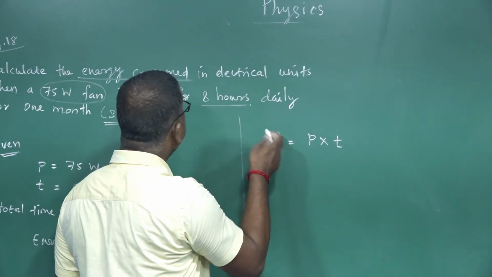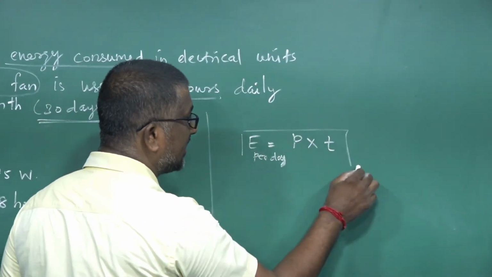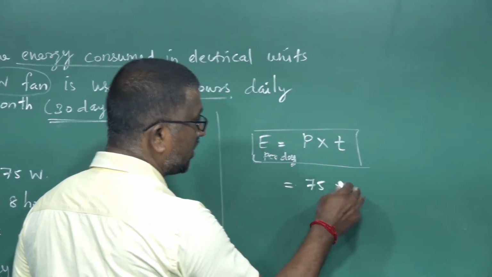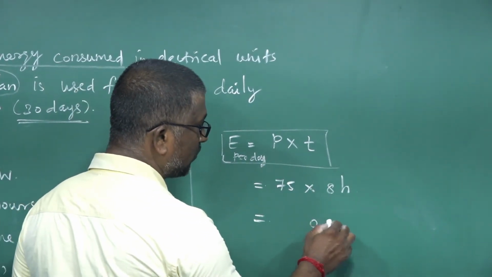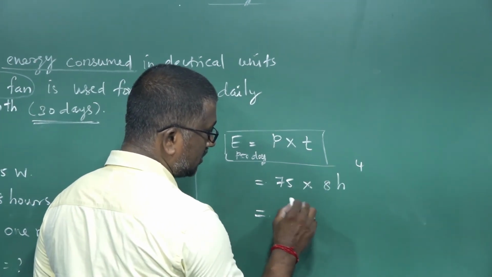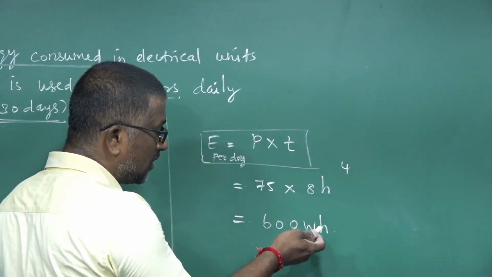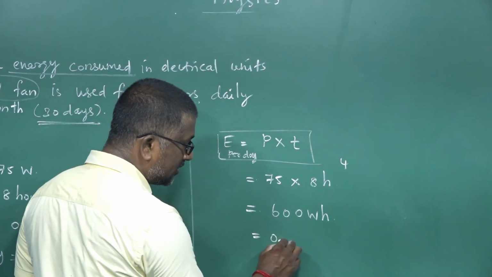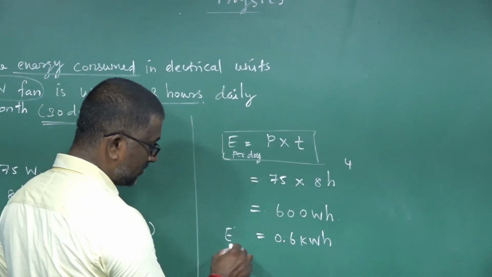So here energy means the energy consumed by the fan per day. First we want to calculate the electrical energy consumed by the fan per day. Power of a fan is 75 watts and time taken is 8 hours. 5 8s are 40, 8 7s are 56, 56 plus 4, 60. So 600 watt hour. And next we want to change watt hour into kilowatt hour. So 600 watt hour or 0.6 kilowatt hour. So this is electrical energy consumed by the fan for 1 day.